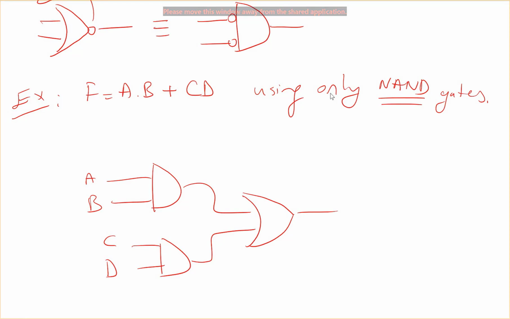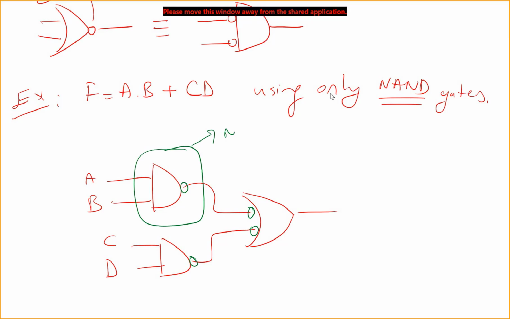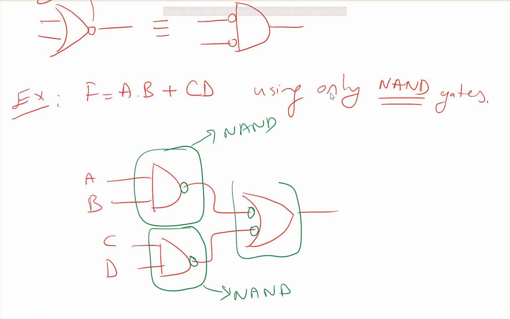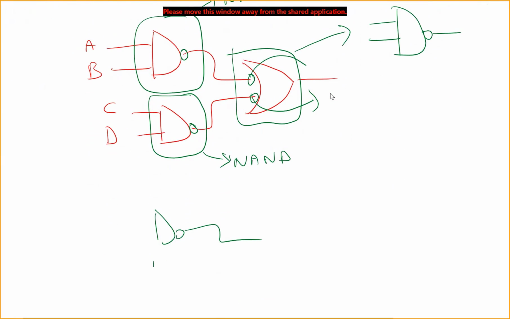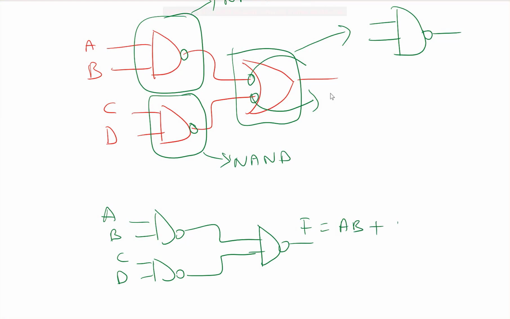So I will be adding some NOT gates here without changing the functionality. What can I do? I can put an inverter here and another inverter here. Using two inverters on the same line doesn't change my functionality. Similarly, I can put an inverter here and another inverter here. So I see this is a NAND gate now. This is also a NAND gate. And for this one, I can push these inverters to the front and this will give me a NAND gate. So basically I can implement the same thing using 3 NAND gates. So this is A, B or C, D.